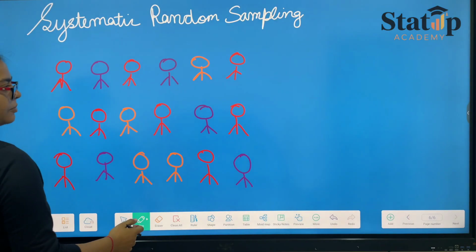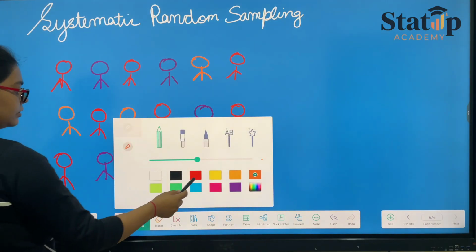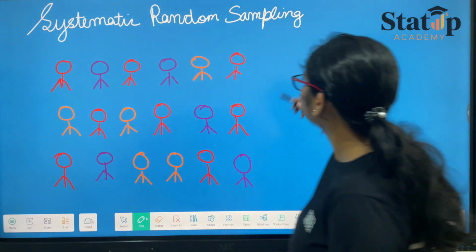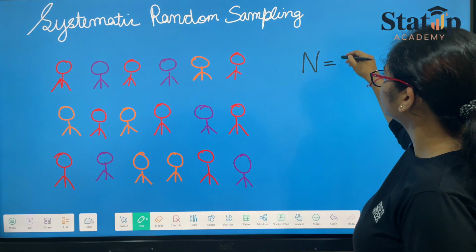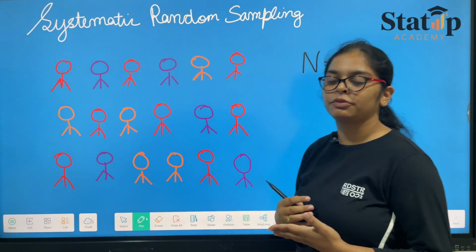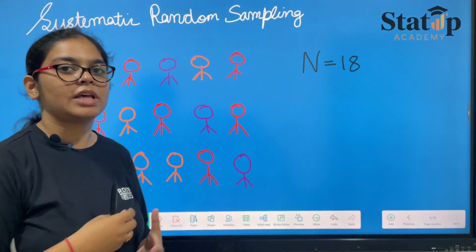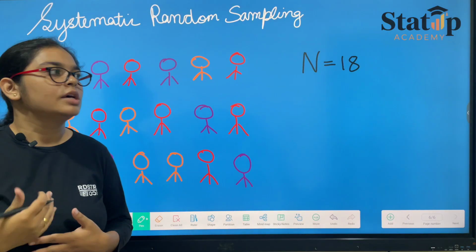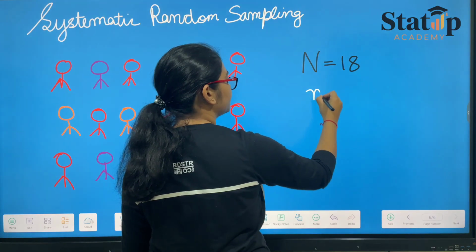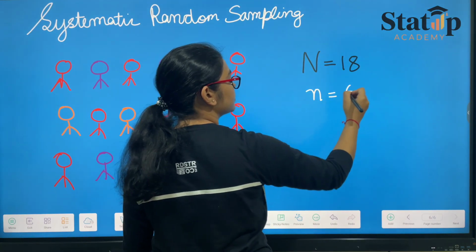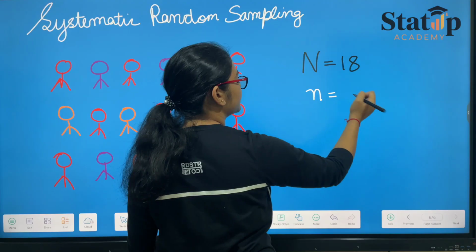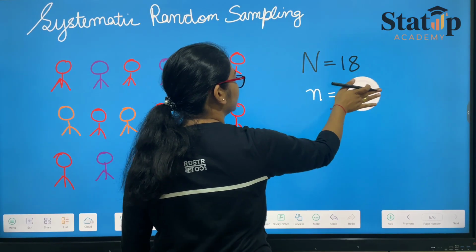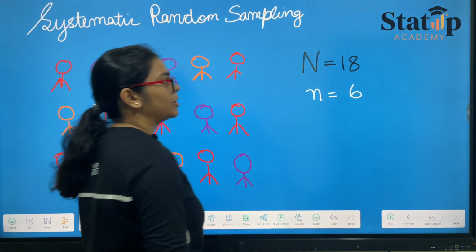This is a population of some random people. Let us suppose the size of this population is capital N equals 80, and we have to interview a few people. So in systematic random sampling, we will see what is the size of the sample we have to draw. Suppose we draw a sample of size 6.